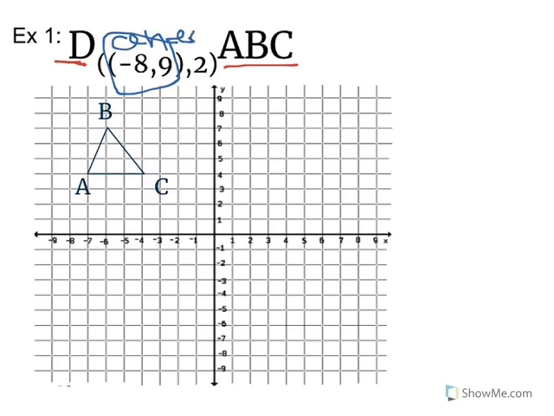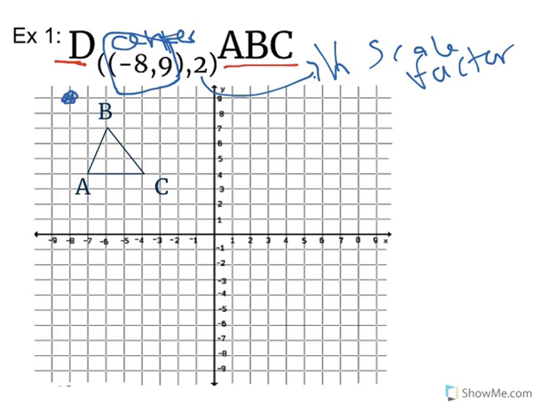And then this is our K value. So that's a scale factor. Alright, so first thing we want to do is plot the center. So the center is at -8, +9. So that is our center of dilation.